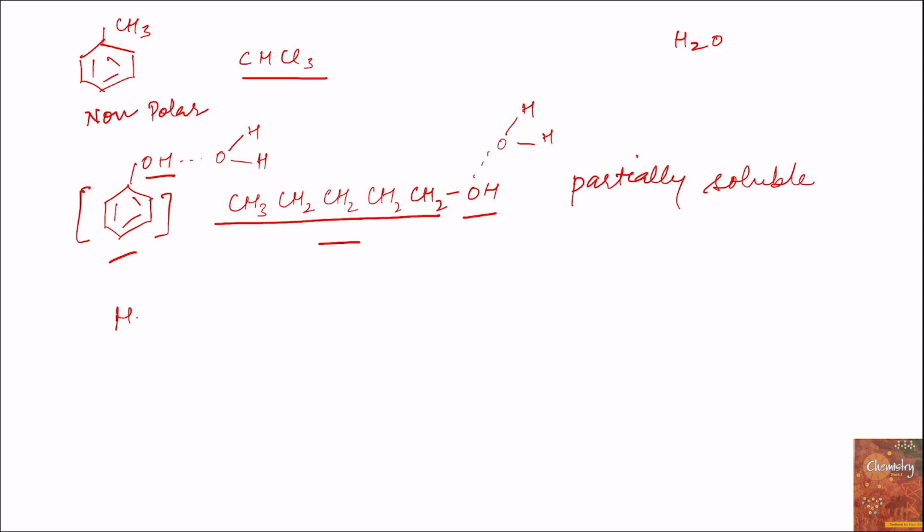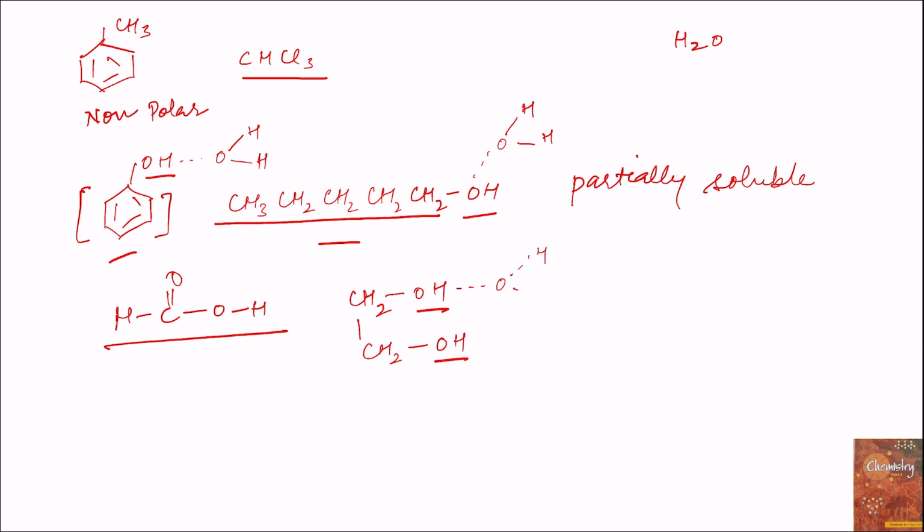Next is formic acid and ethylene glycol. Now both formic acid and ethylene glycol are highly soluble in water. Formic acid forms hydrogen bond with water, ethylene glycol having two OH groups. Both the OH groups form hydrogen bond with water molecule. Therefore, both formic acid and ethylene glycol are highly soluble in water. The hydrogen bond formed is intermolecular hydrogen bonding.